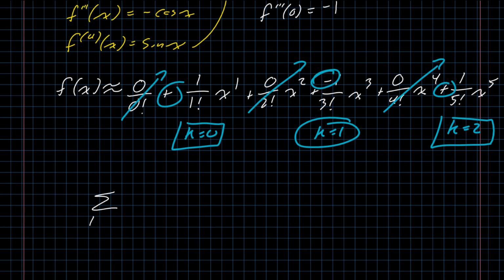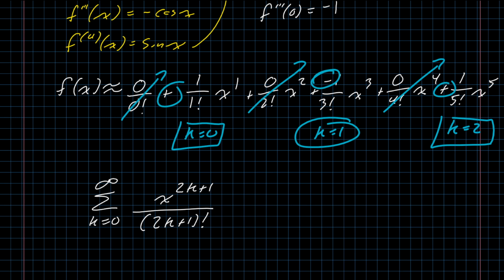So we want our sum. k is definitely going to start at 0 and go to infinity. Instead of x to the k, we're going to use x to the 2k plus 1 power. And then our factorial, again, instead of k, has to be 2k plus 1 factorial. That will give us our 1, 3, 5, 7, and so on.